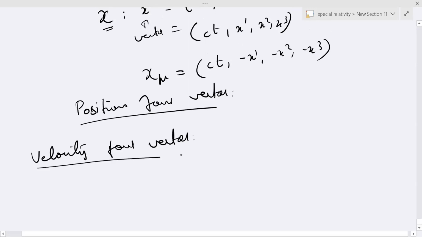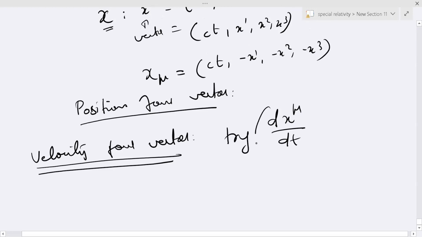You want to define a velocity four-vector. How do you define a velocity four-vector? I think we'll do that in the next class. I'll give you a hint. You could actually try dx^mu by dt. But does this transform as a four-vector?